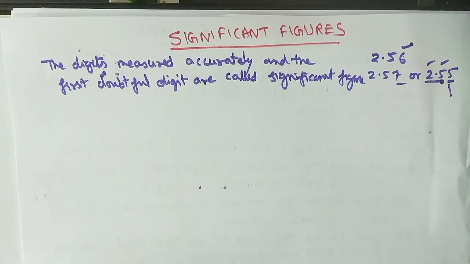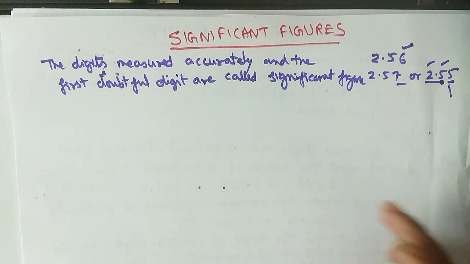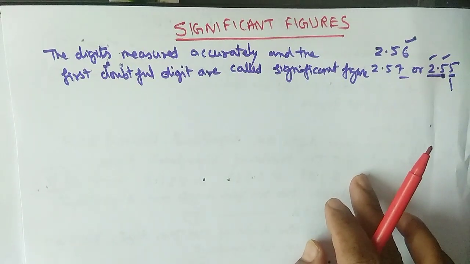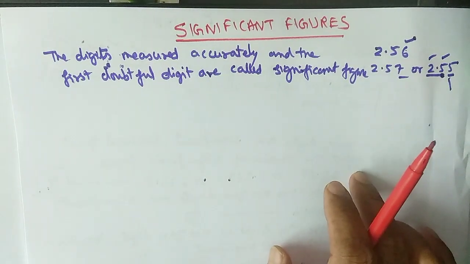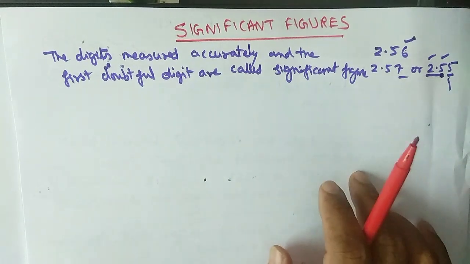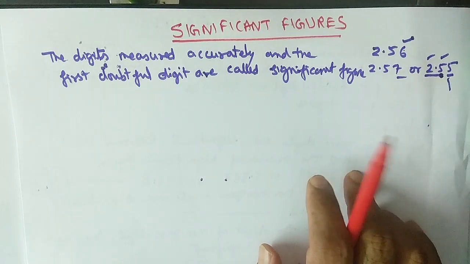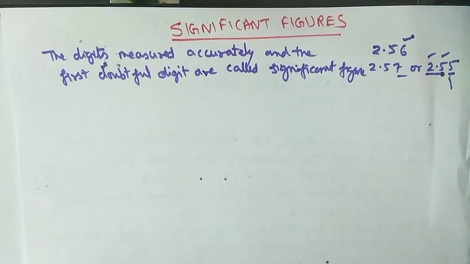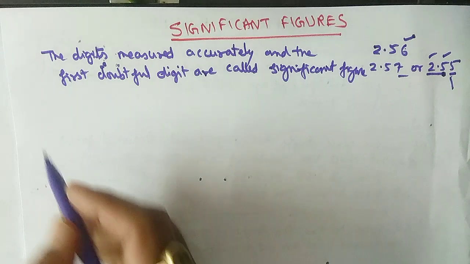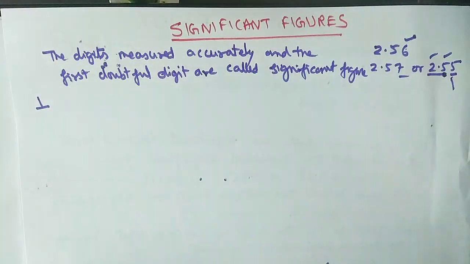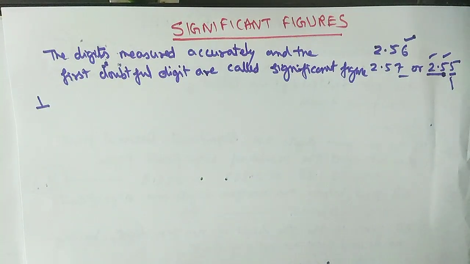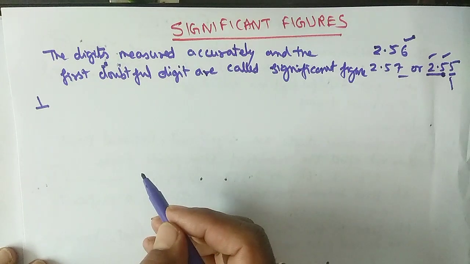But you can't write any significant figure just by counting the numbers. No, you have to follow some rules. Only after following these rules can you definitely give the answer about the number of significant figures. So I'm taking all the rules one by one. I'm taking the first. See the first. Remember, see carefully and try to understand.